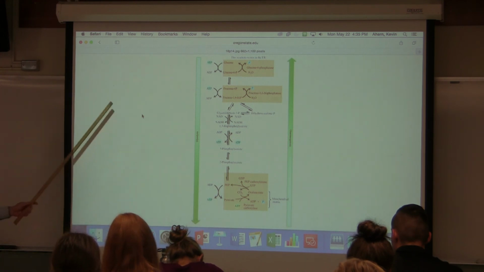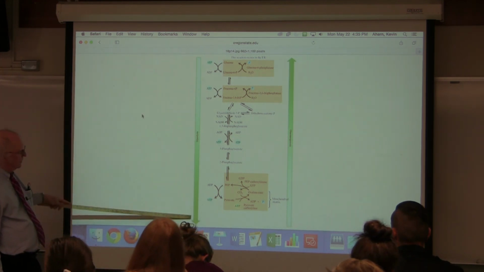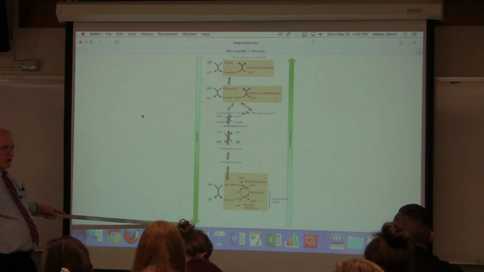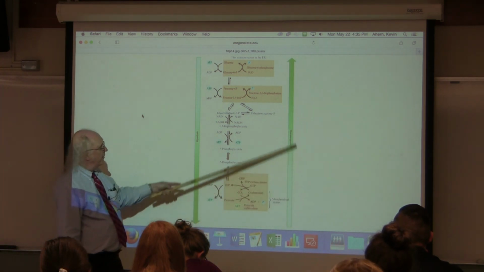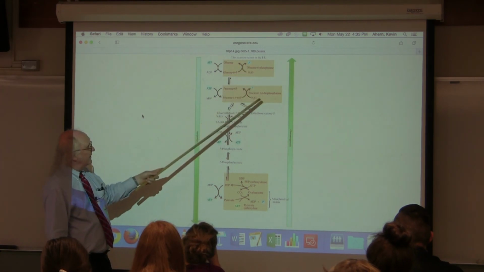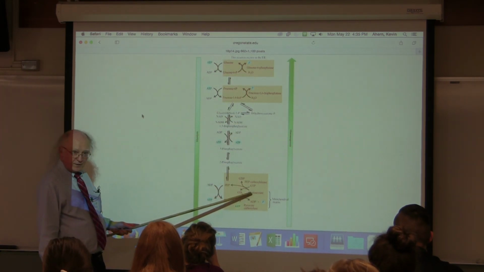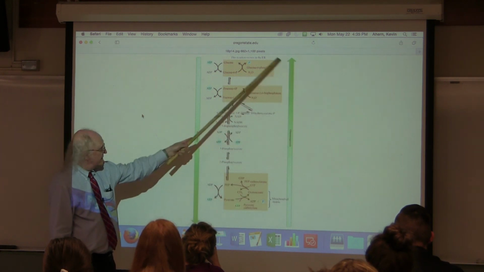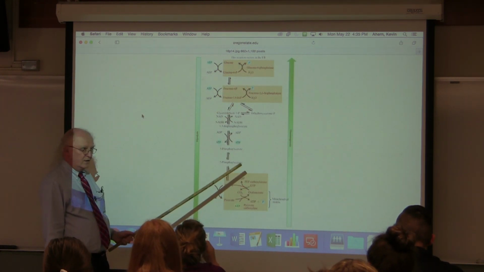Here's a scheme of the overall pathway. Going down, we're looking at glycolysis. Going up, we're going through gluconeogenesis. And what I've done is I've highlighted the reactions that are different in gluconeogenesis compared to glycolysis.